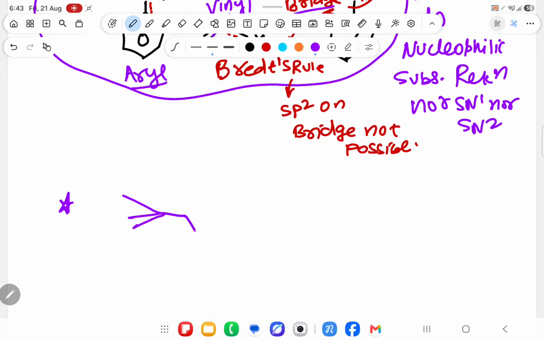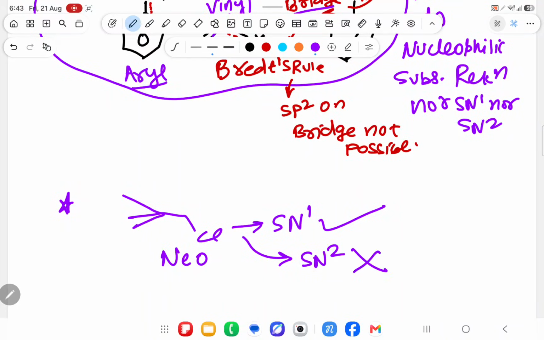Suppose this is neo. So SN1 is possible, but SN2 is not. Why? Due to steric hindrance. If someone says, sir, over here I will remove it, a 1 degree plus will come, it will do. Steric hindrance is there, so SN2 is not possible, but SN1 is possible, because SN1 does carbocation rearrangement. I have dictated that to you in hydrocarbons.